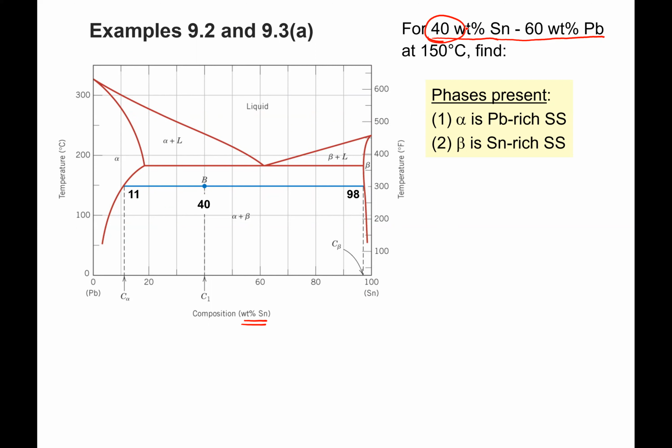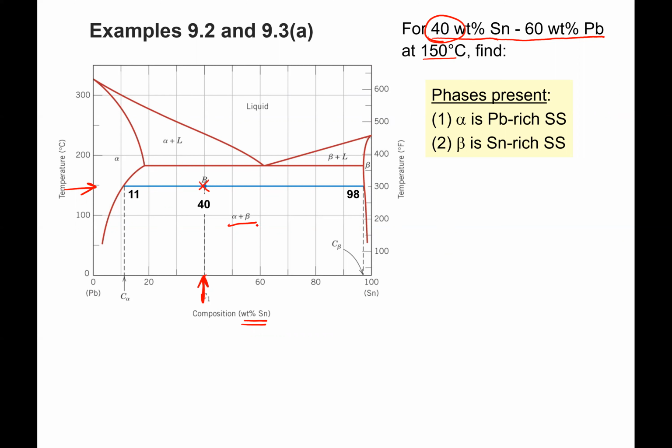Once we do that, we want to make sure that we mark that on the diagram so that we know where we're looking. And then the next thing we need to know is our temperature, 150 C. So there's our 150 C. We're sitting right here at this point B.